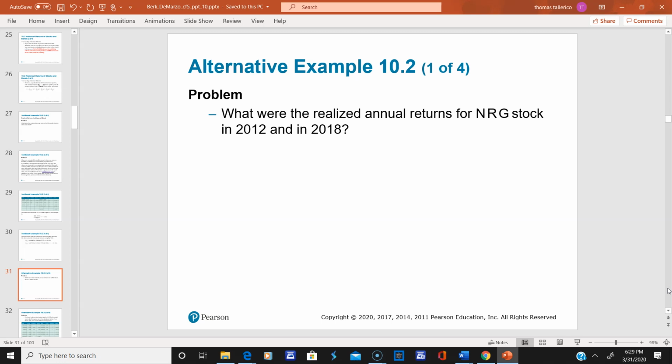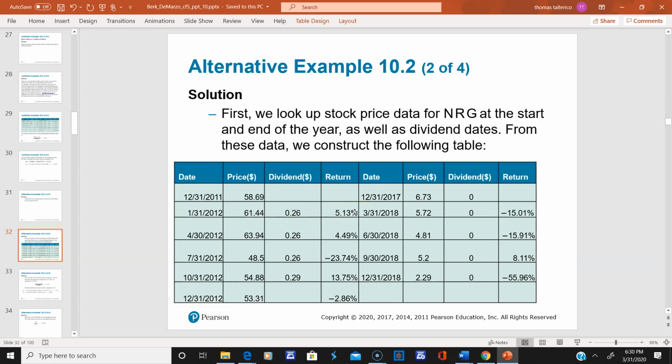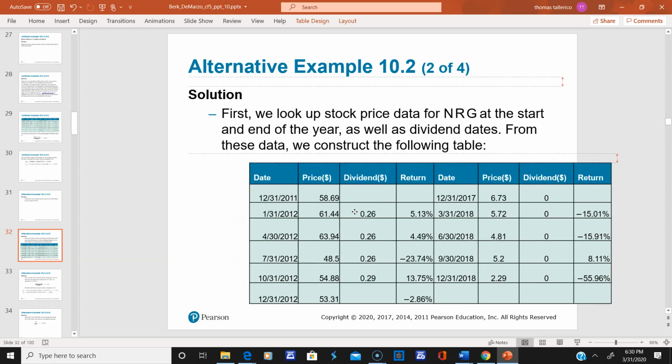Similar example, right? And they go through that again, and you could clearly see, just take the final and beginning value and add the dividend to it, and you'll see you'll get these returns here, okay? So if you don't get these returns, just let me know. But if I basically subtract this and then add that to it and then divide by that, I should get 5.13%.